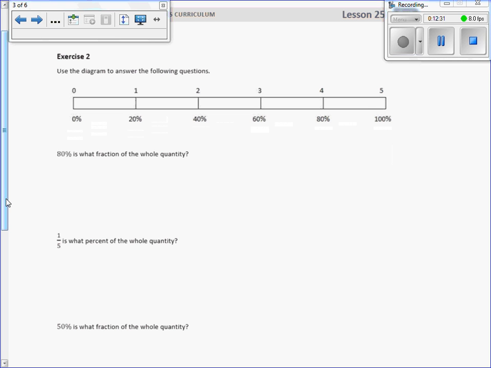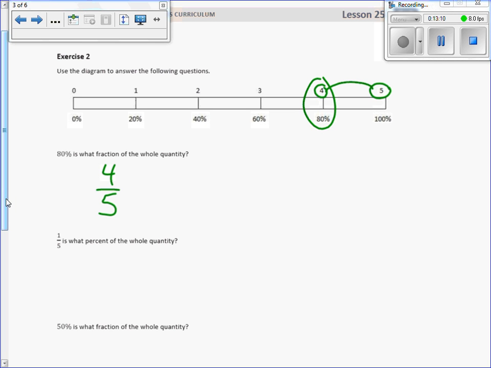Exercise 2. Use the diagram to answer the following questions. So we have a tape diagram. 20% is 1, 40% is 2, 60% is 3, 80% equals 4, 100% is 5. So whatever they're talking about here, it could be those vehicles again. 5 vehicles, 100% of the vehicles. 80% is what fraction of the whole quantity? So it's 4/5. Okay? 80 lines up with the 4, and the whole thing is 100% or 5. So it's 4 over 5.